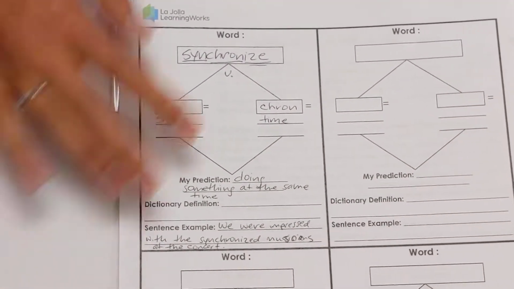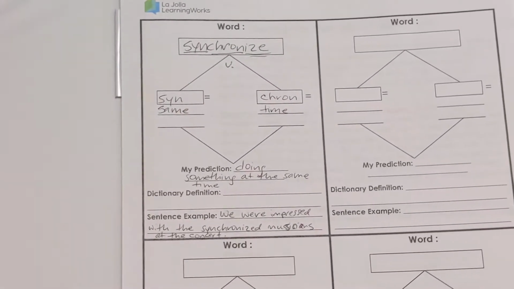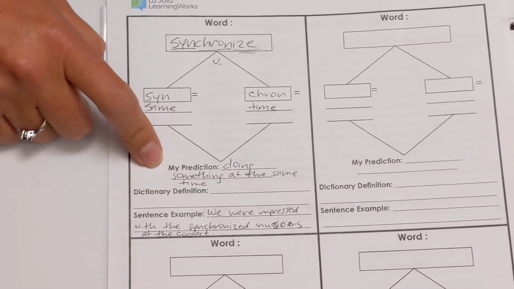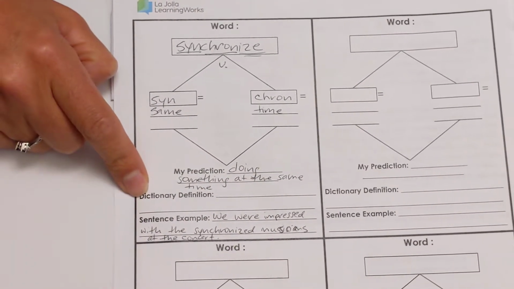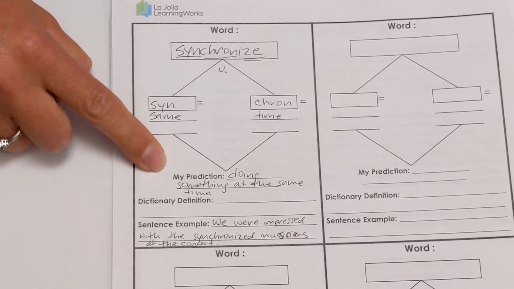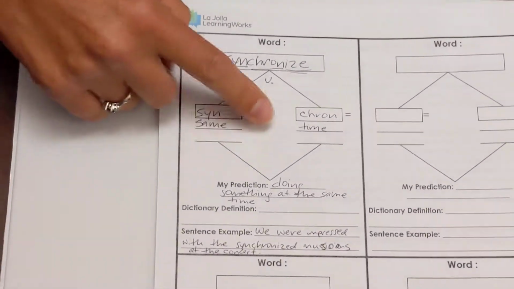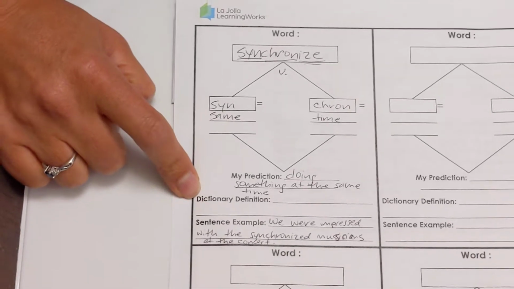So if I were thinking about that and I look at sin meaning the same, cron meaning time, something happening at the same time or doing something at the same time would be a good prediction. That's also going to be pretty close to the dictionary definition. They're not always that close, but at least it's a good exercise to go through that process of thinking about what the meaning would be based on the roots. Then you always do want to check it in the dictionary because, like I said, sometimes they're not so similar.